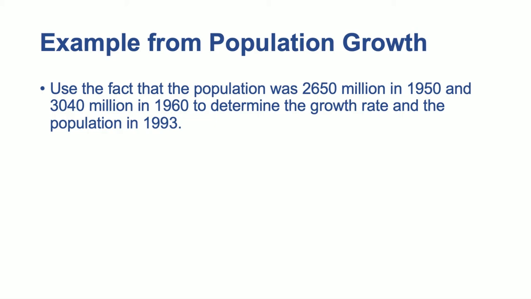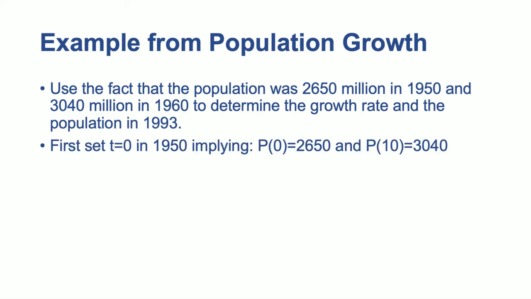Okay, first what we are going to do is make this a little bit easier for ourselves. We are going to make an initial value in 1950. So we are going to set t equal to 0 in 1950, which will imply that p of 0 is equal to 2650 million and p of 10 is equal to 3040 million.